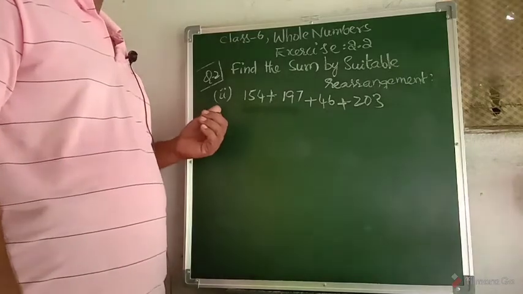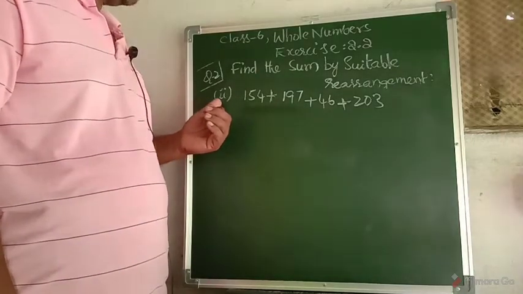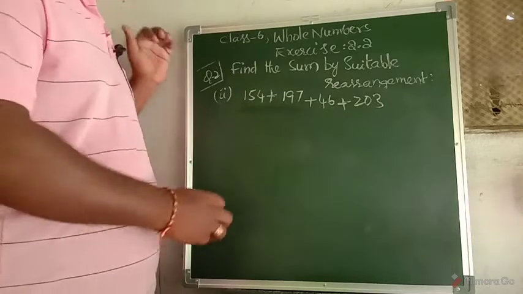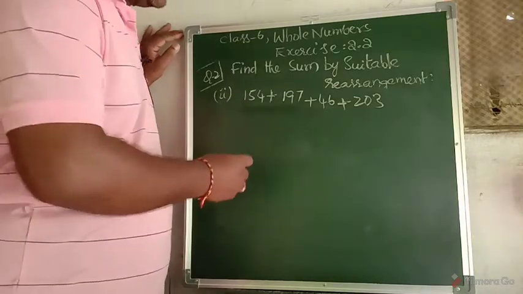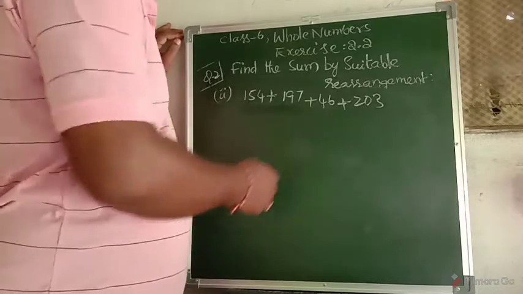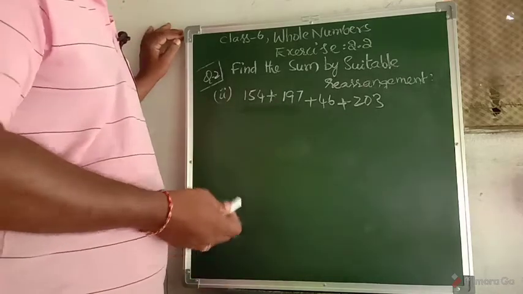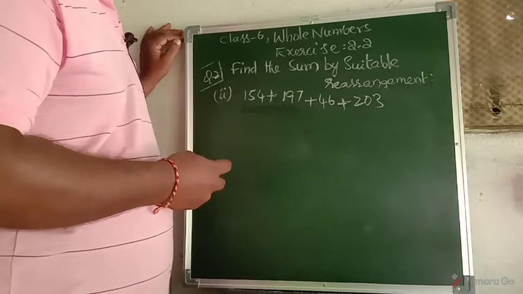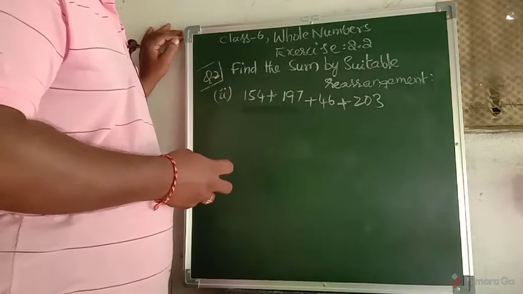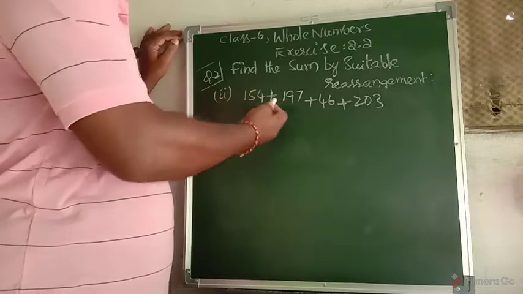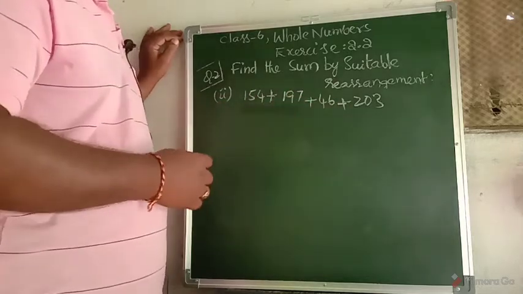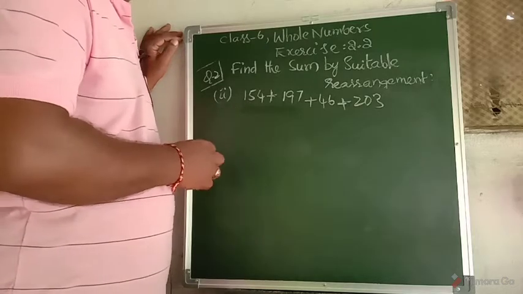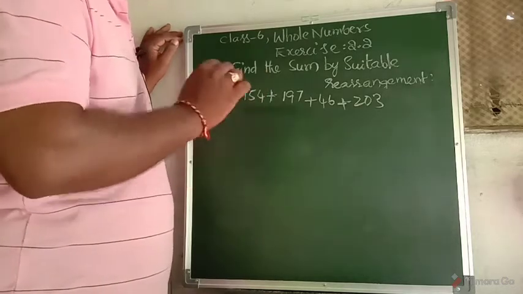Now we will discuss the second question. Consider here 154 plus 197 plus 46 plus 203. Find the sum of these numbers by suitable rearrangement. If there is no condition, we just add all these numbers and give the answer. But here particularly the condition is given: using suitable rearrangements.